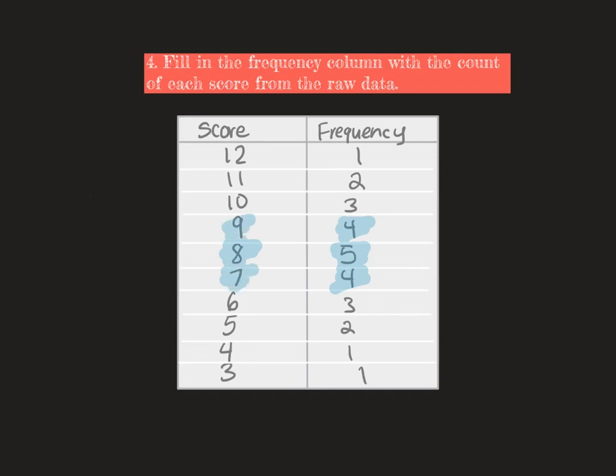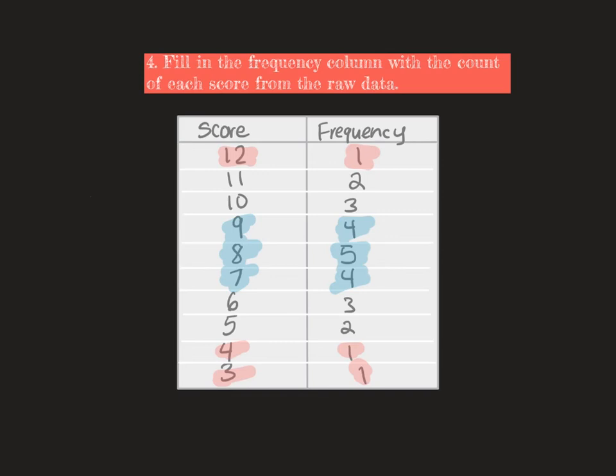The rarer numbers in the dataset were the ones that occurred just once. This would be 12, 4, and 3. 5, 6, 10, and 11 occurred less often than 7, 8, and 9, and more often than 3, 4, and 12. So we already have a pretty good sense of what was happening in the data set just by looking at this table.